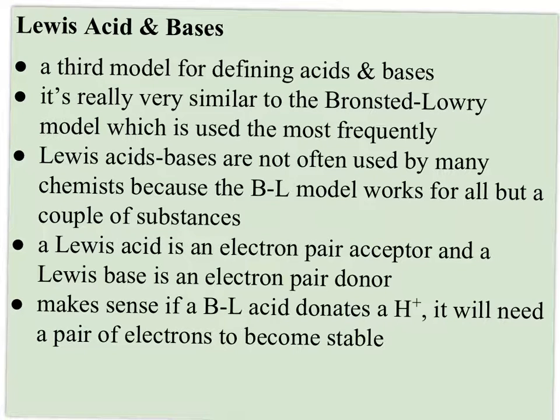And it makes sense because if a Bronsted-Lowry acid donates an H+, it needs a pair of electrons to become stable. So an H+ donor really is an electron pair acceptor. And if something accepts an H+, it usually is going to have an electron pair to donate. So it really is just a slightly different definition that incorporates a couple more things, but not anything we're going to worry about.